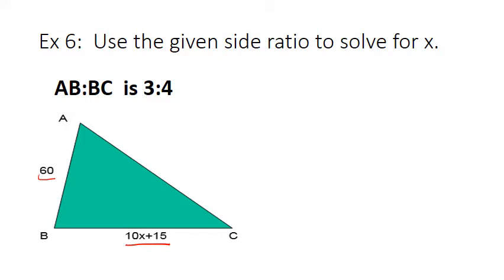And they gave me numbers or algebraic expressions for both side lengths. So I can set up two ratios and then put them equal together to get a proportion, cross multiply, and solve. So this one should be pretty easy. AB we said was 60 compared to 10x plus 15. So 60 over 10x plus 15 is equal to 3 over 4. So this is our proportion.